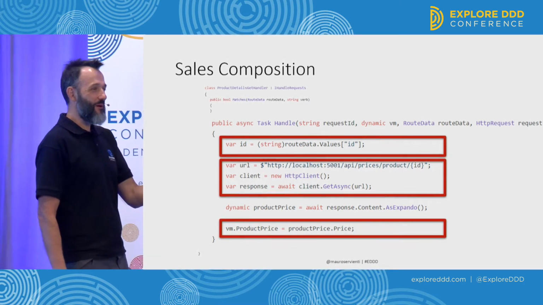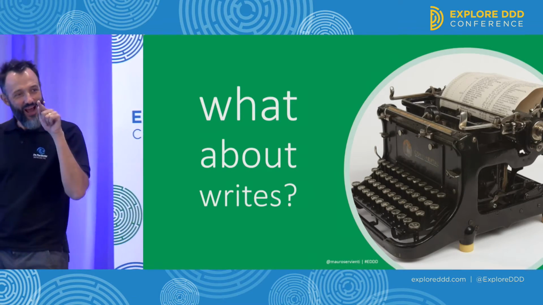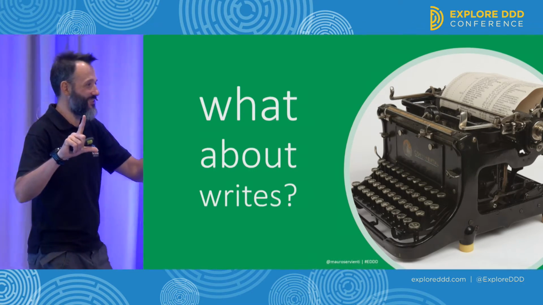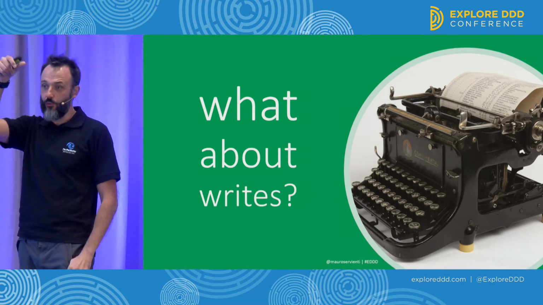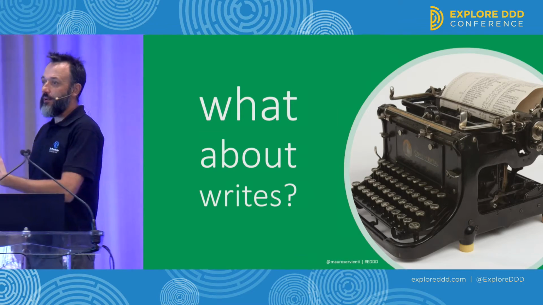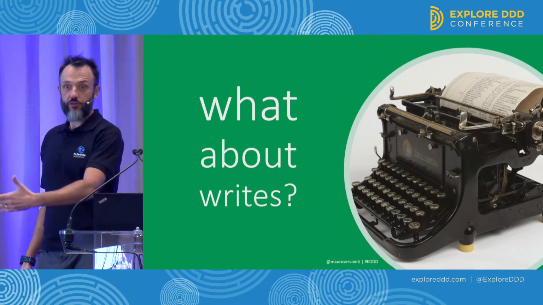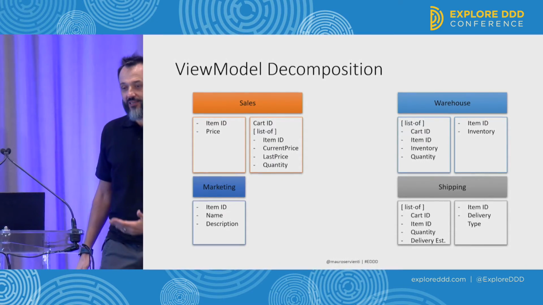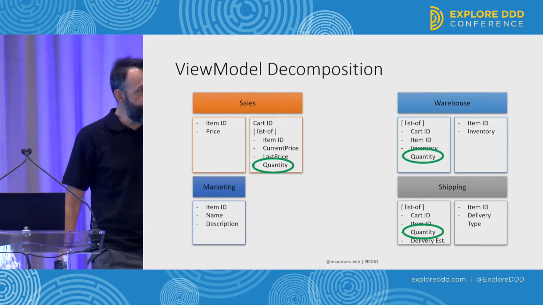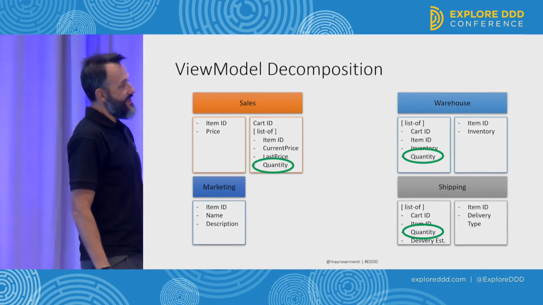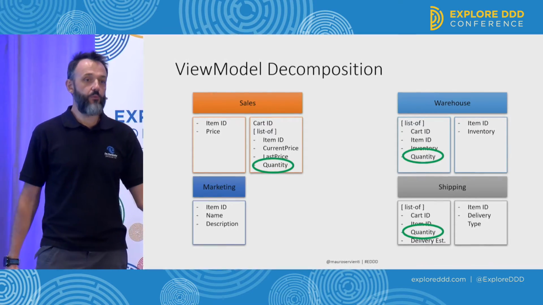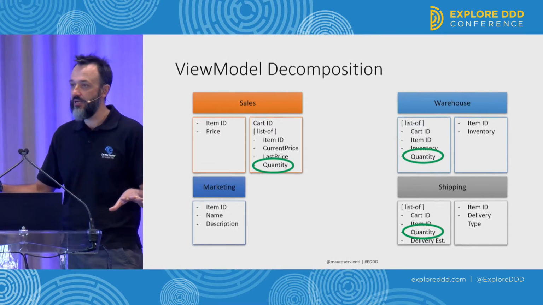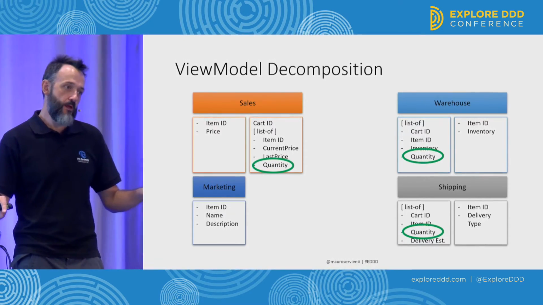But the problem is, what about writes? So what happens when we want to add an item to the cart? We're now able to display the banana protector page, but there's a button there, add to cart, with a quantity. We can apply the same technique in reverse. That's called view model decomposition at this point. The important thing is that all the three services need the quantity for different purposes. So it happens to be the same value, but from their own perspective, it is something they treat completely differently.